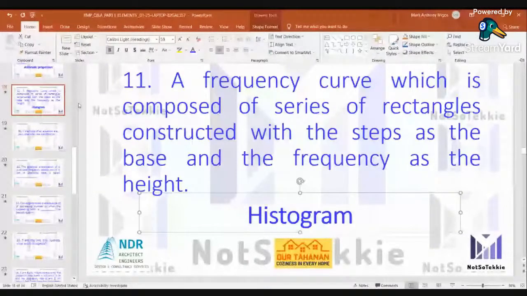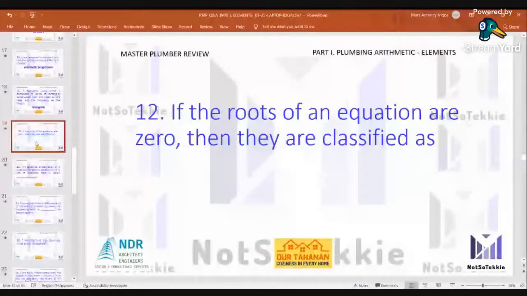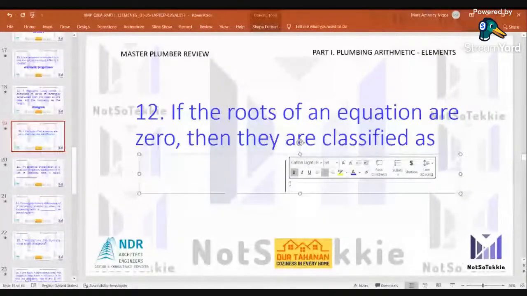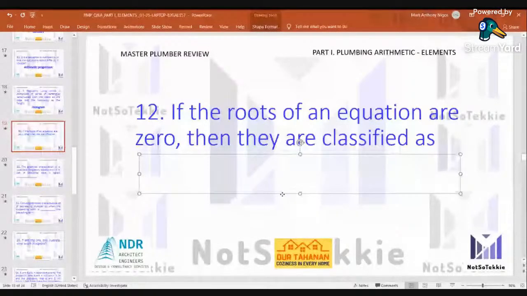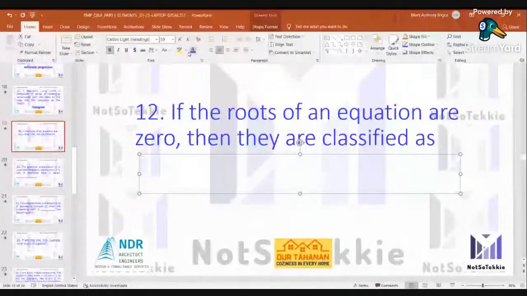Number 12. If the roots of an equation are 0, then they are classified as what? Or ano daw siya? The answer is ogive. Uy, ogive ba talaga? Yun. Ang mga may comment kung mali or tama, okay lang naman.